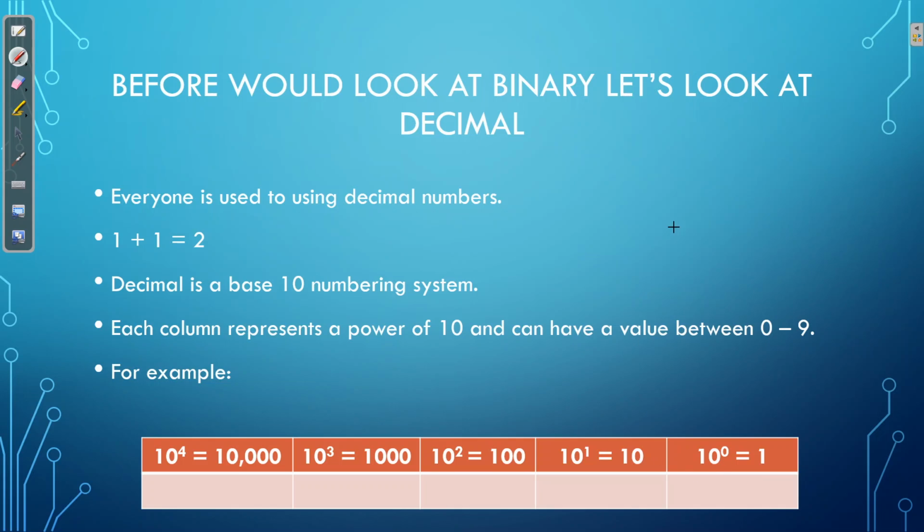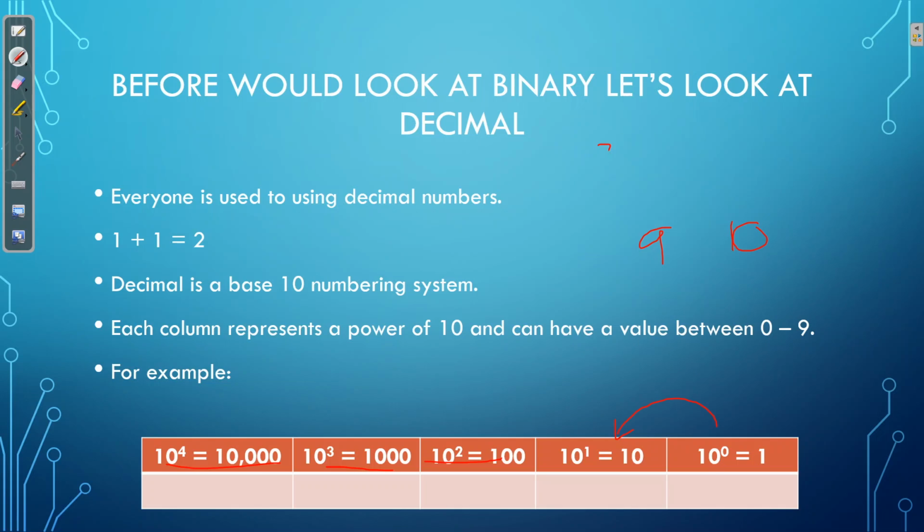And then as soon as we hit 9 and we move over to 10, we are moving over one decimal column. So now we're moving over to 10 to the power of 1, which is obviously 10. Then we have 10 to the power of 2, 10 to the power of 3, 10 to the power of 4, etc. So it's a base 10 numbering system. And each column can have any value between 0 and 9.